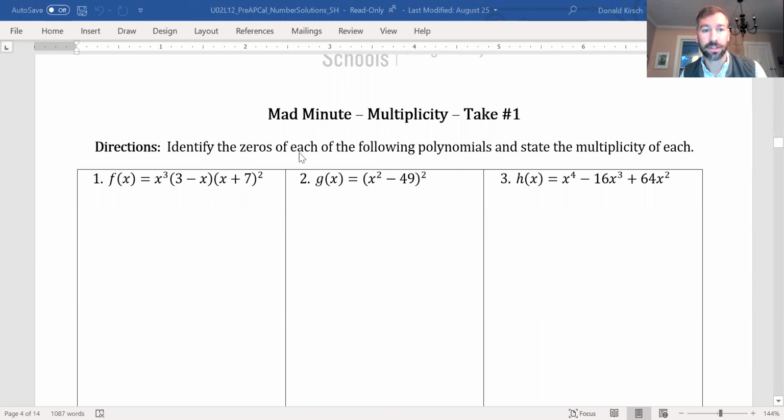All we have to do here is identify the zeros of each of the following polynomials and state the multiplicity of each. You should take 4 minutes for this mad minute. So if you're in my room, set the timer for 4 minutes. Begin. Pause the video so you don't get the answers.